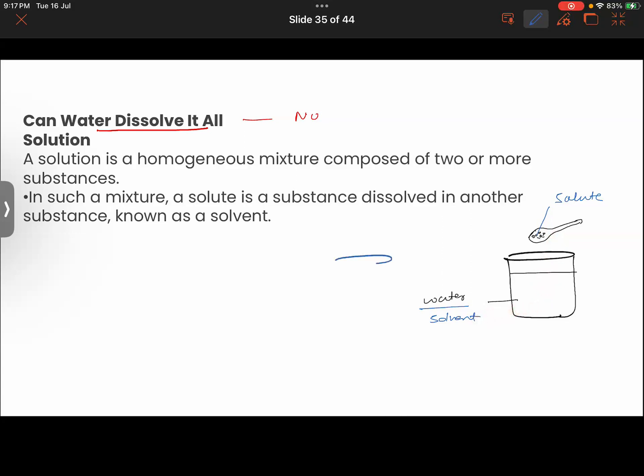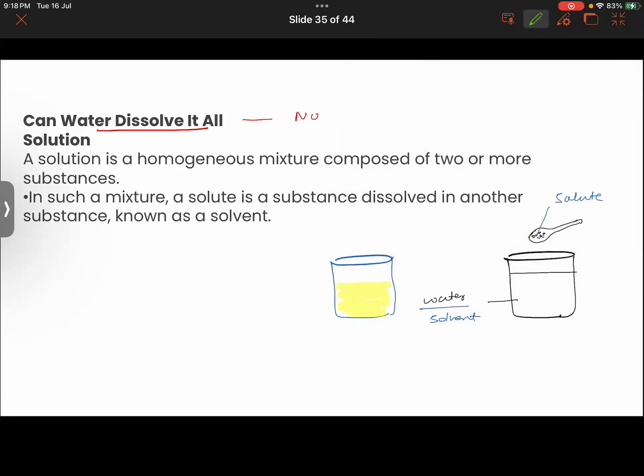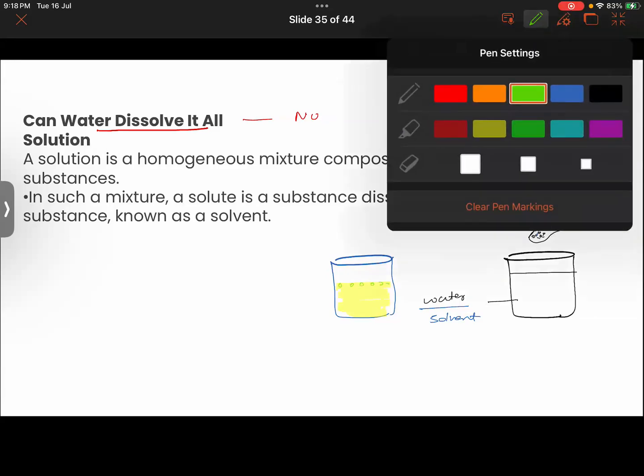Just like, for example, if you were to have, let us say, oil, and in the oil you have put some tiny grains. Let us say these are tiny grains.